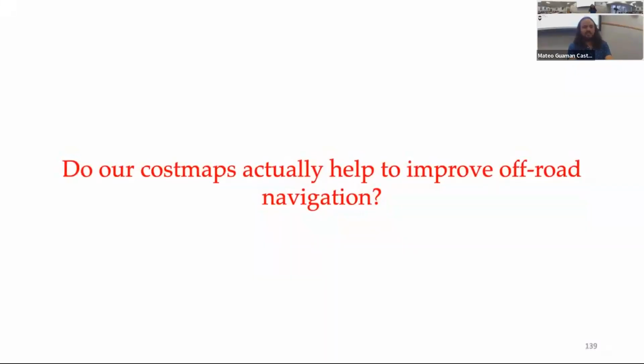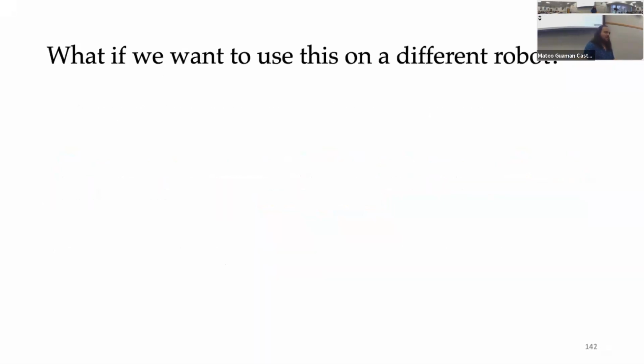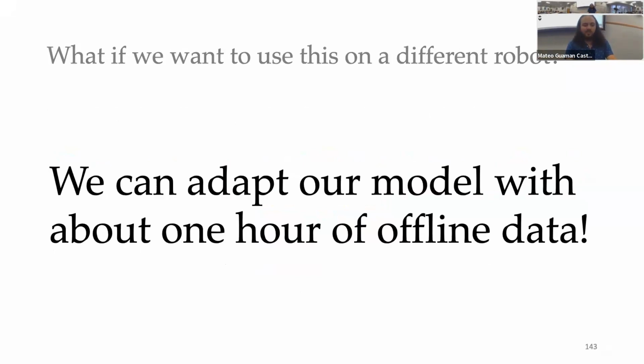So the answer to this question is, yeah, we're able to actually improve off-road navigation somewhat significantly. And we can add that to one of our takeaways. So the big question is, what if we actually want to use this on a different robot? Like I mentioned before, this was trained on our similar environment, similar robot. And the answer is we can actually adapt our model with about 1 hour of offline data.